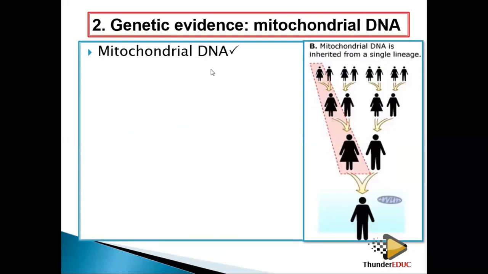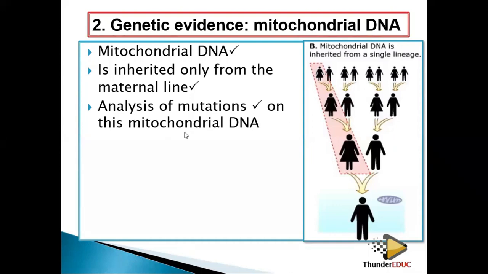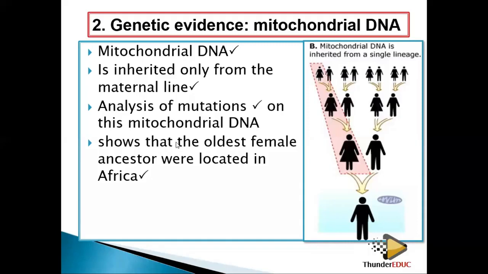So we are saying that mitochondrial DNA is inherited only from the maternal line, the mothers. And then analysis of mutation on this mitochondrial DNA shows that the oldest female ancestor was located in Africa. The scientists say that Eve, whom Muslims call Hawa, originated from Africa. So Adam and Eve, even for the guys, is East Africa. So it means that we are the owners of this world, because Hawa or Eve and Adam originated from Africa. That's what scientists say.